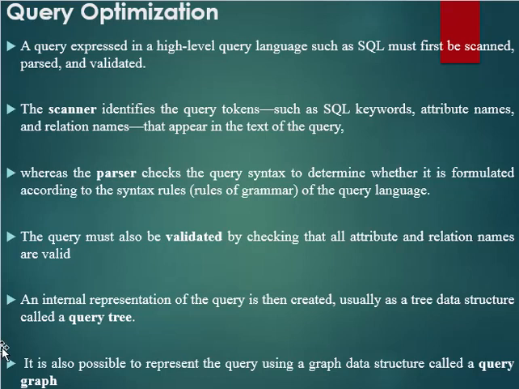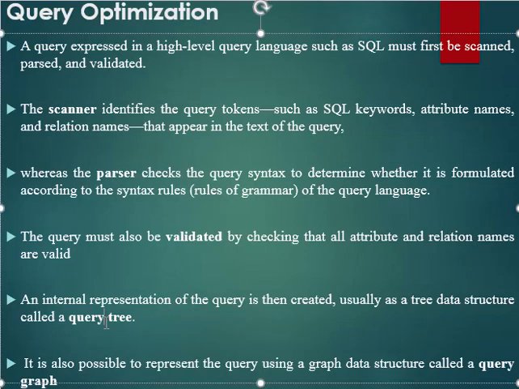So here we can say that after the initial three phases we get a tree known as the query tree or canonical tree. There are also some DBMS data structures which create a query graph after the three phases. We would have to do optimization on the query graph, but in this case we are going to study how to do it on the query tree.